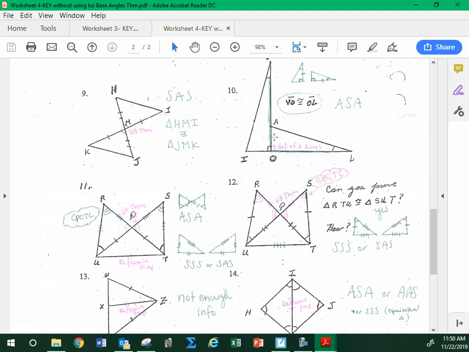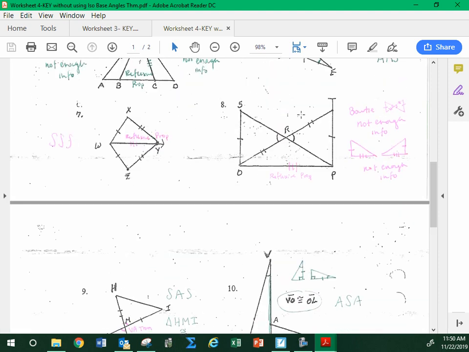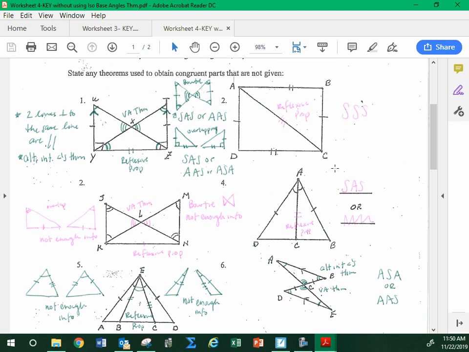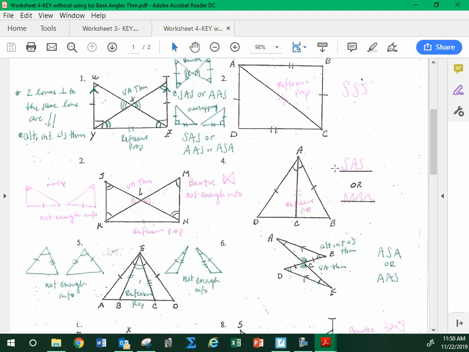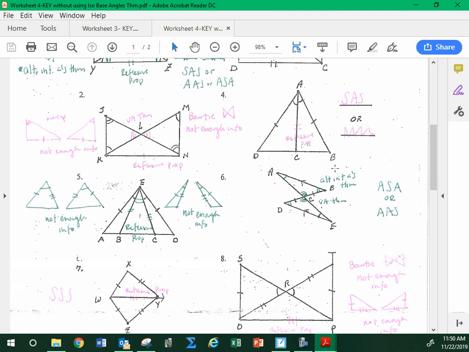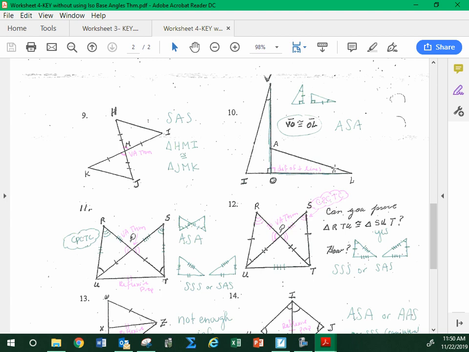So we've got 9 and 10 here. Not a whole lot. What was 8? 8 was not enough info for both the bow tie and the overlap. The bow tie wasn't. You can see number 8 and number 1 are very similar, except they gave different information. Just because you have bow tie overlapping doesn't automatically mean they're all going to be congruent. It depends on what information they give you.